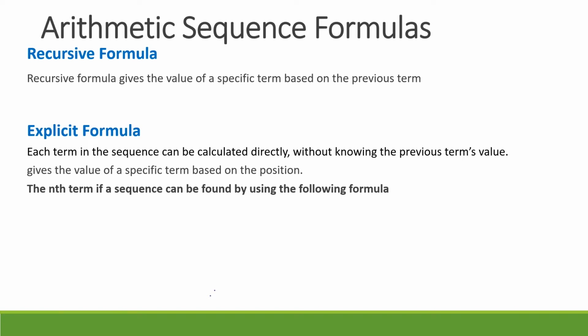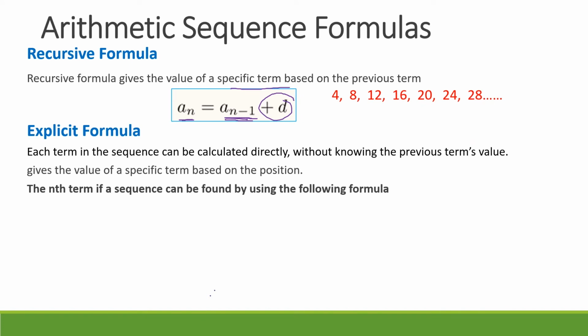So now we want to look at arithmetic sequence formulas. And the first type of formula we have is called the recursive formula. The recursive formula gives the value of a specific term based on a previous term. So the form that we use is a sub n equals a sub n minus 1 plus d, and everything would be the same when you're writing this form right here. So you would write a sub n and a sub n minus 1. The only added piece is that you would substitute your common difference in there.